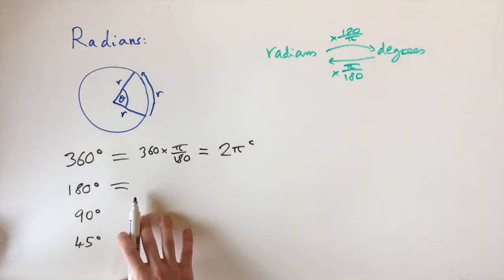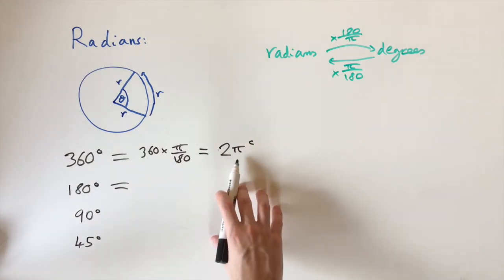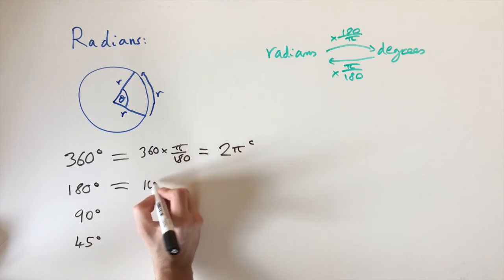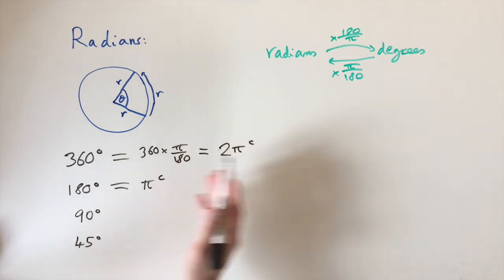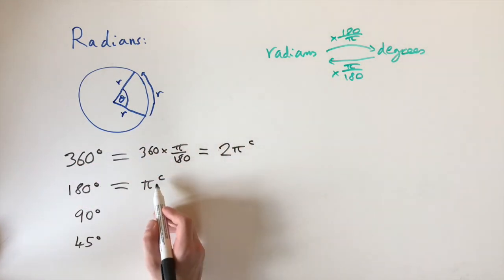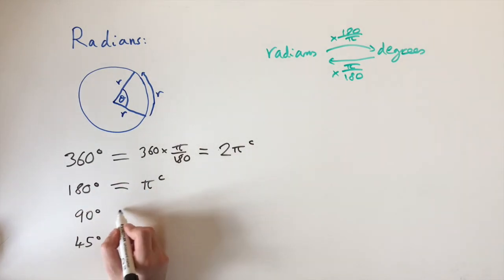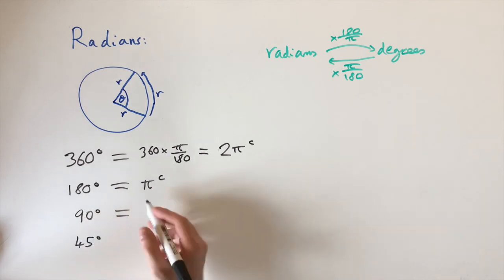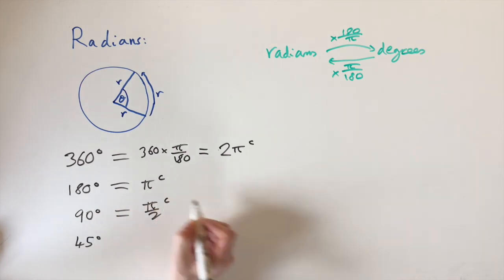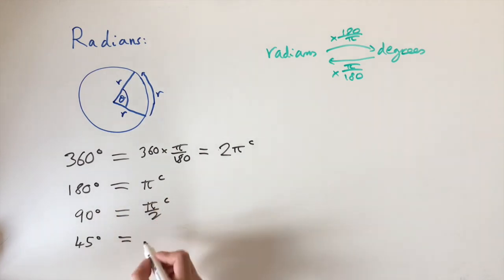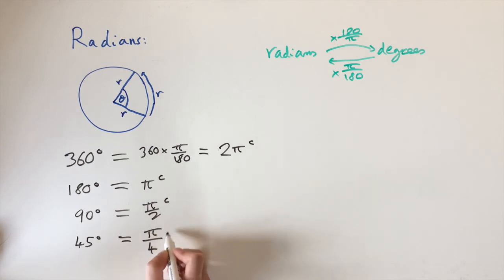But let's do 180 degrees now. We can use this conversion ratio again, or we can just divide the above quantity by 2. So this is going to be pi radians. So a half revolution of a circle corresponds to rotating by pi radians. So that's really useful to know. And then 90 degrees is going to be pi divided by 2 radians. And then 45 degrees is pi over 4.